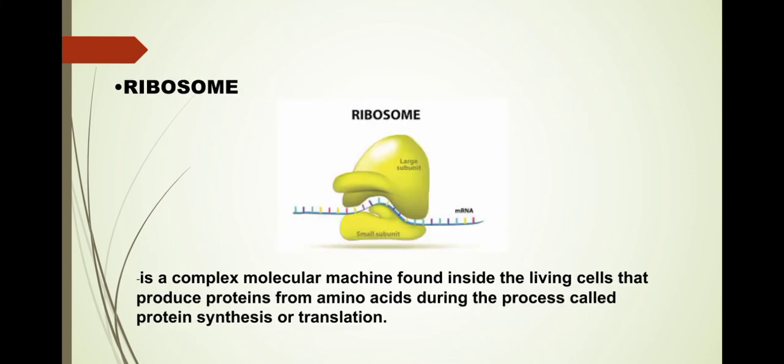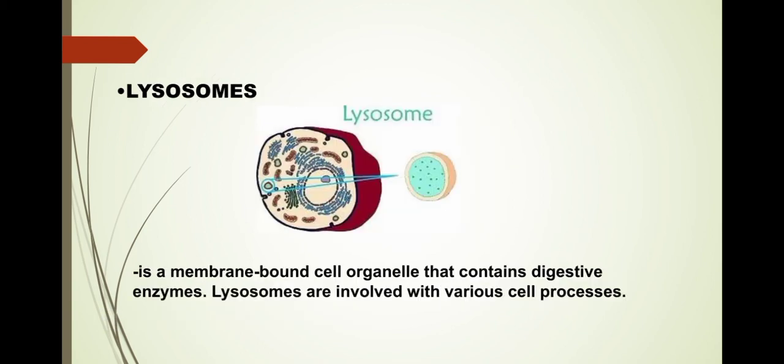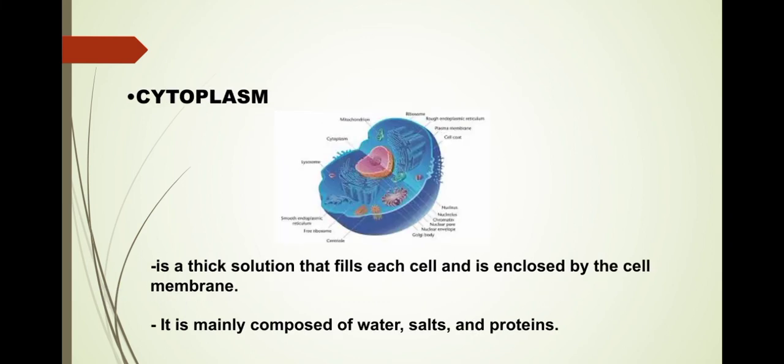Next is the ribosome. It is a complex molecular machine found inside living cells that produces proteins from amino acids during the process called protein synthesis or translation. The next one is the lysosomes. A lysosome is a membrane-bound cell organelle that contains digestive enzymes. Ribosomes are involved with various cell processes. The next one is the cytoplasm. Cytoplasm is a thick solution that fills each cell and is enclosed by the cell membrane. It is mainly composed of water, salts, and proteins.